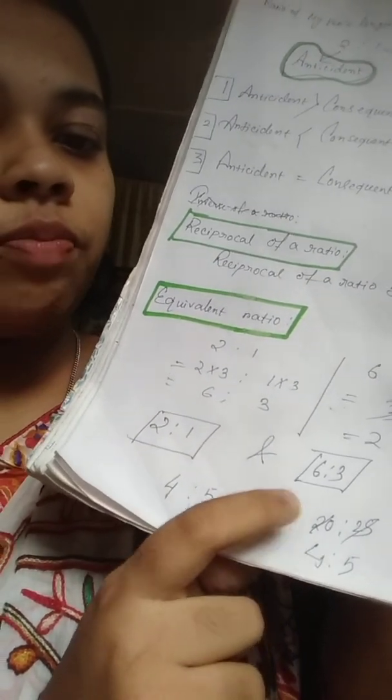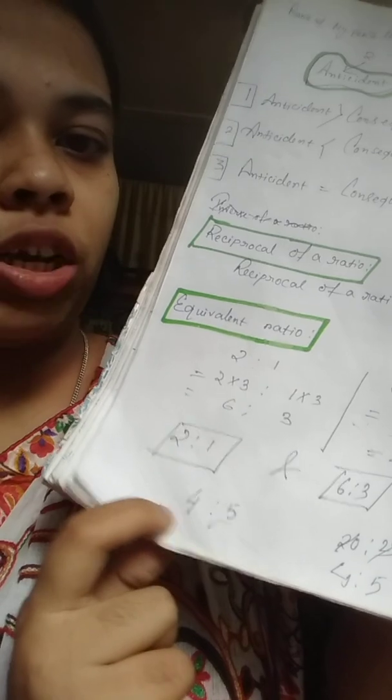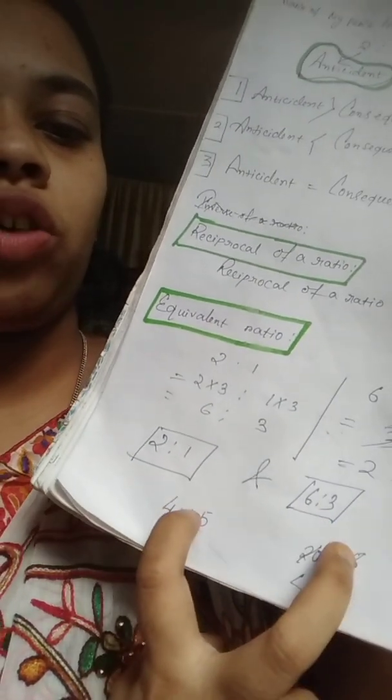From this bigger ratio we are getting the same ratio again. So these two ratios are called equivalent ratios. So I have come to the last of the chapter. What I have to tell you is that we have learned that ratio is a comparison of two numbers by division.